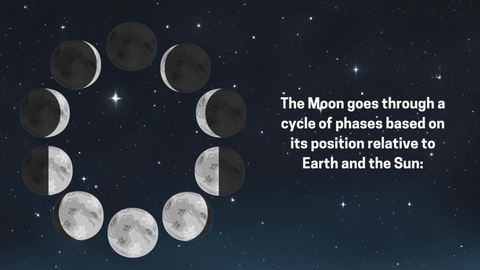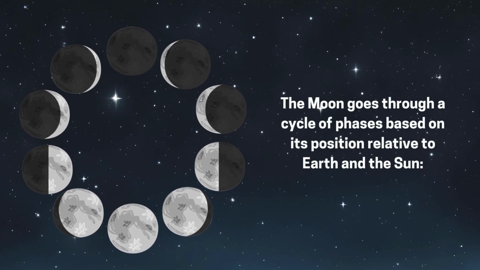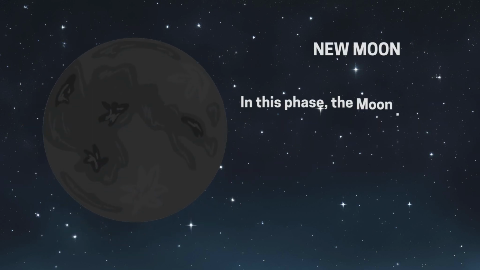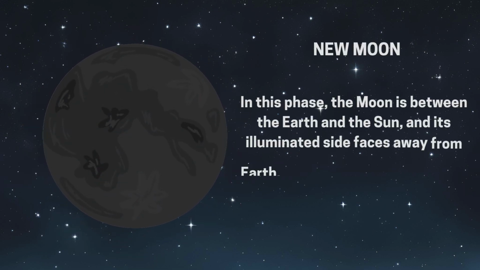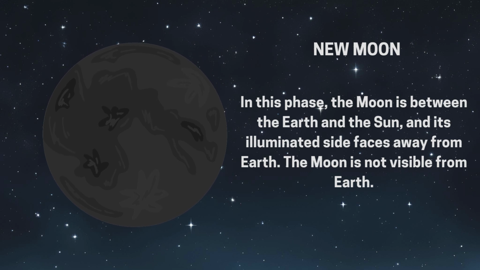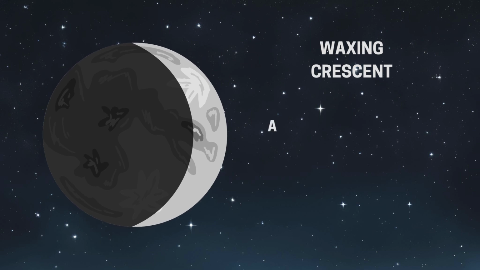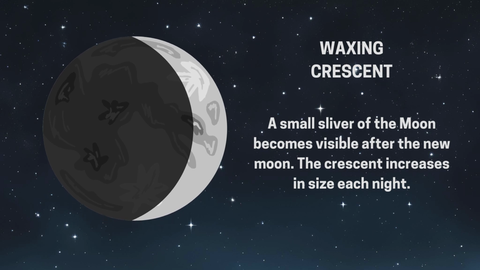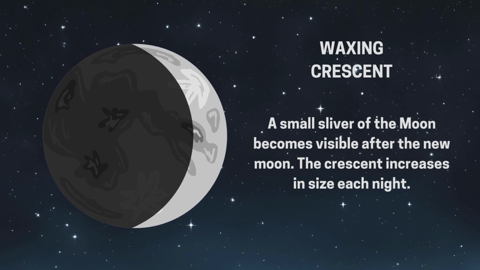The Moon goes through a cycle of phases based on its position relative to Earth and the Sun. New Moon. In this phase, the Moon is between the Earth and the Sun, and its illuminated side faces away from Earth. The Moon is not visible from Earth. Waxing crescent. A small sliver of the Moon becomes visible after the new Moon. The crescent increases in size each night.